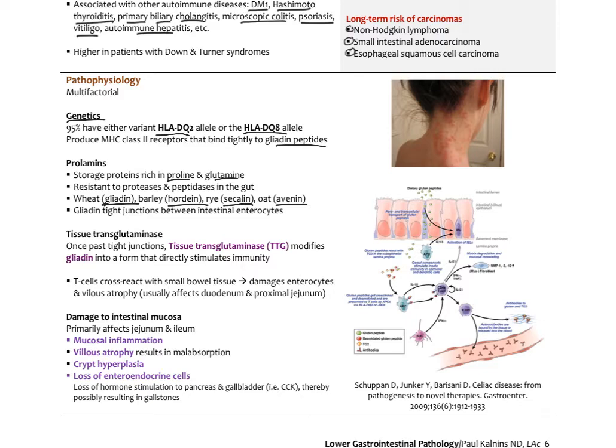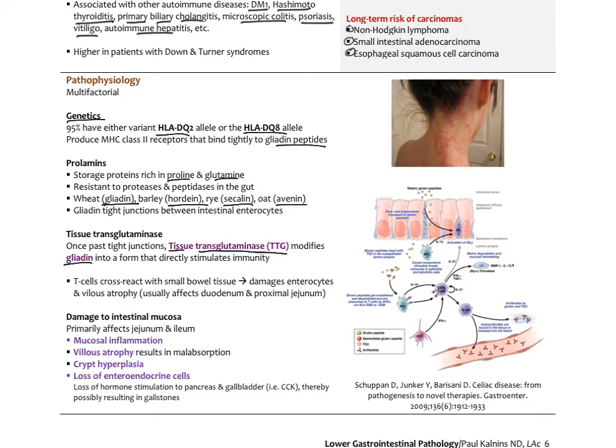And so we have this interesting problem of not being able to break down these prolamins with our gut and our pancreatic enzymes. And the inflammation that this sets up, the gliadin itself, actually destroys the tight junctions over time between the intestinal enterocytes. Now, once past the tight junctions, these prolamins interact with what's called tissue transglutaminase. This is an enzyme found within your enterocytes. And the TTG modifies gliadin into a form that's going to directly stimulate your immune system.